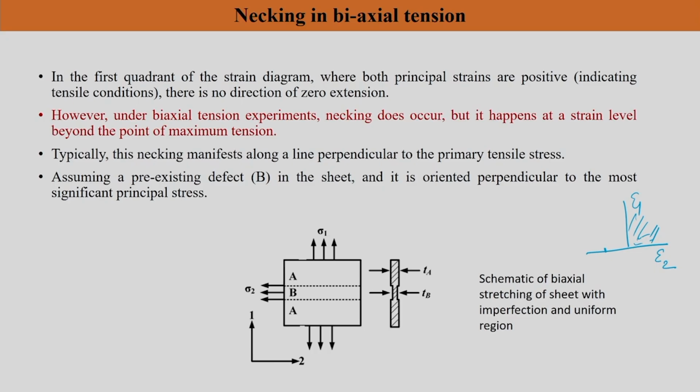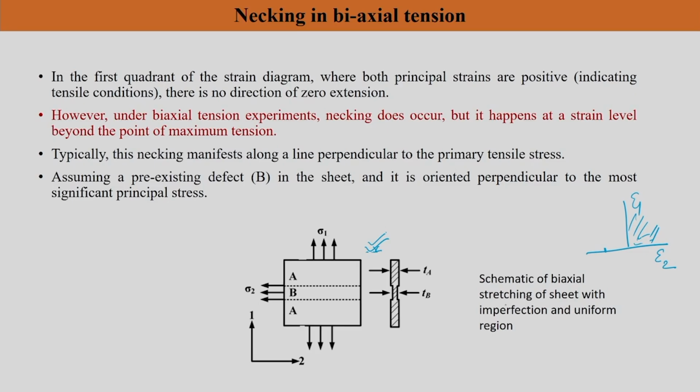However, we say that under biaxial tension experiments, necking occurs actually. When you take beta is equal to 0 and deform, material is actually going to neck, but it happens at a strain level beyond the point of maximum tension. That is why you have larger epsilon 1 star and 2 star in the previous figure. Now, to understand a little bit more of what is happening in that region, we are going to use this particular schematic.